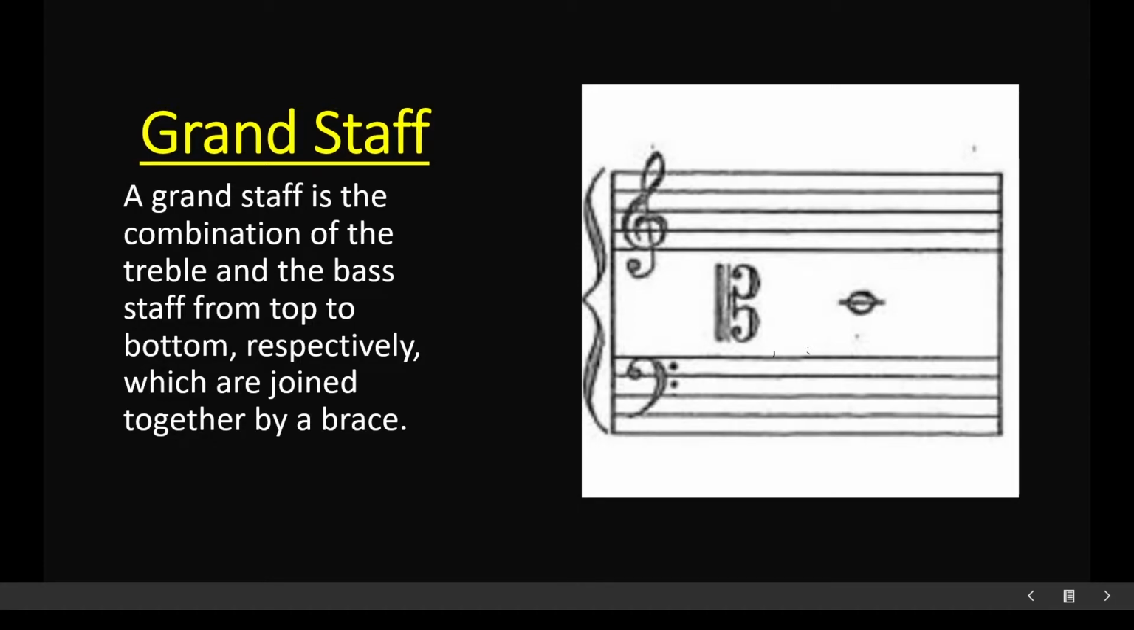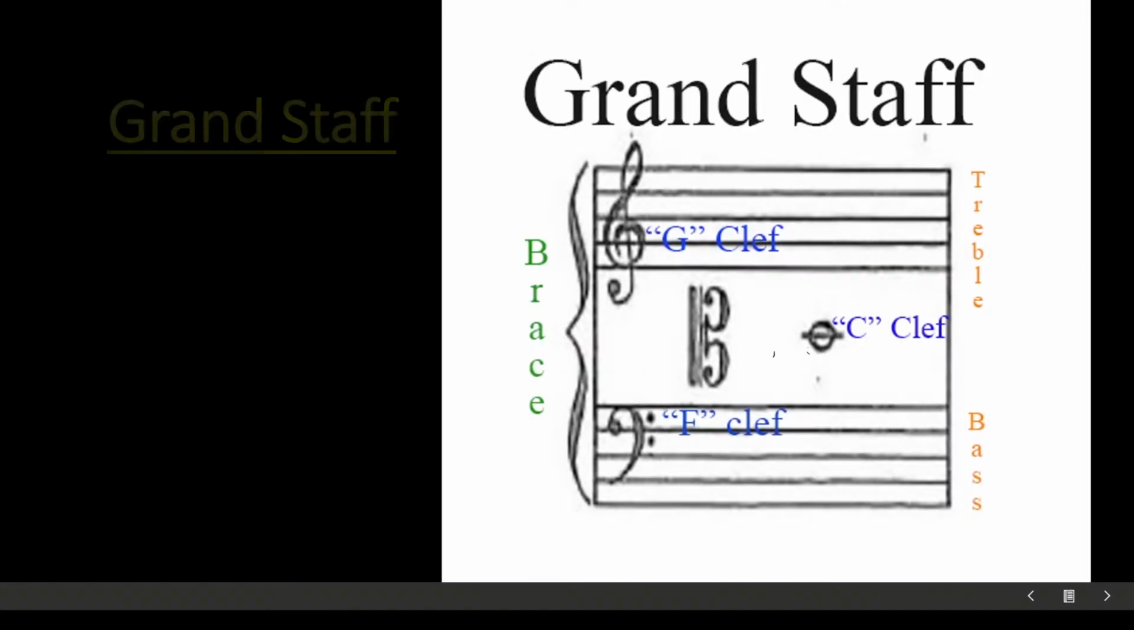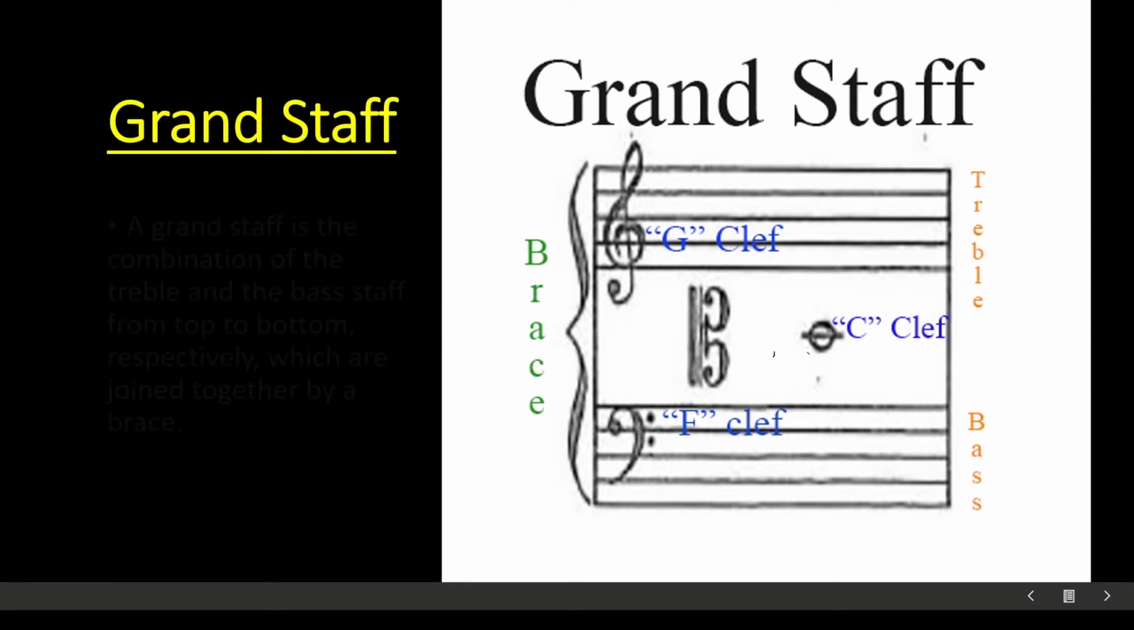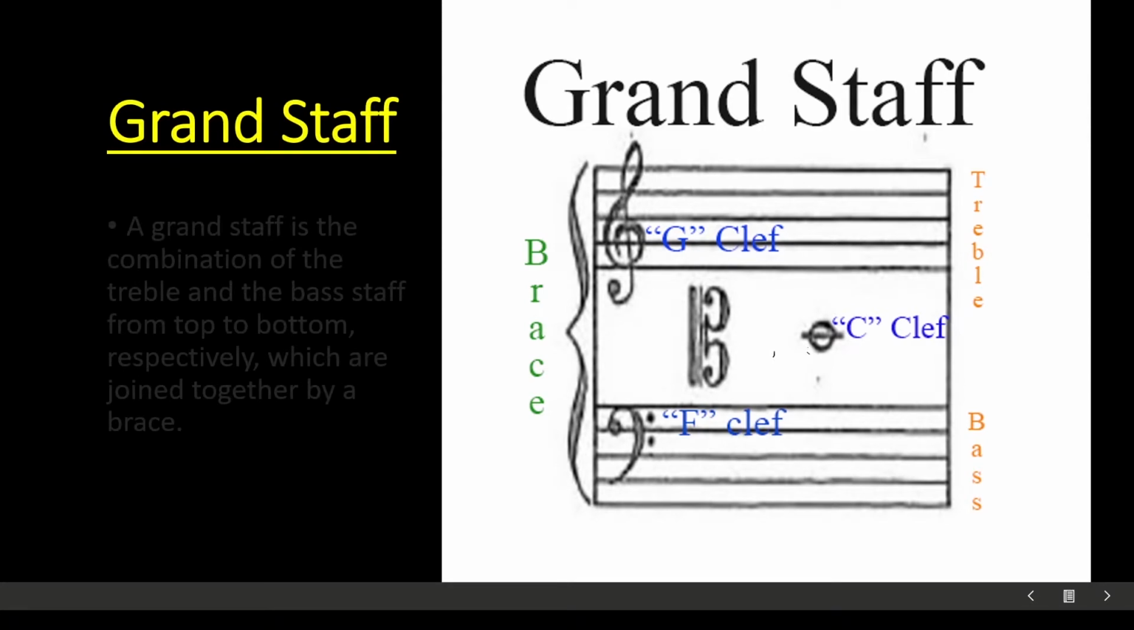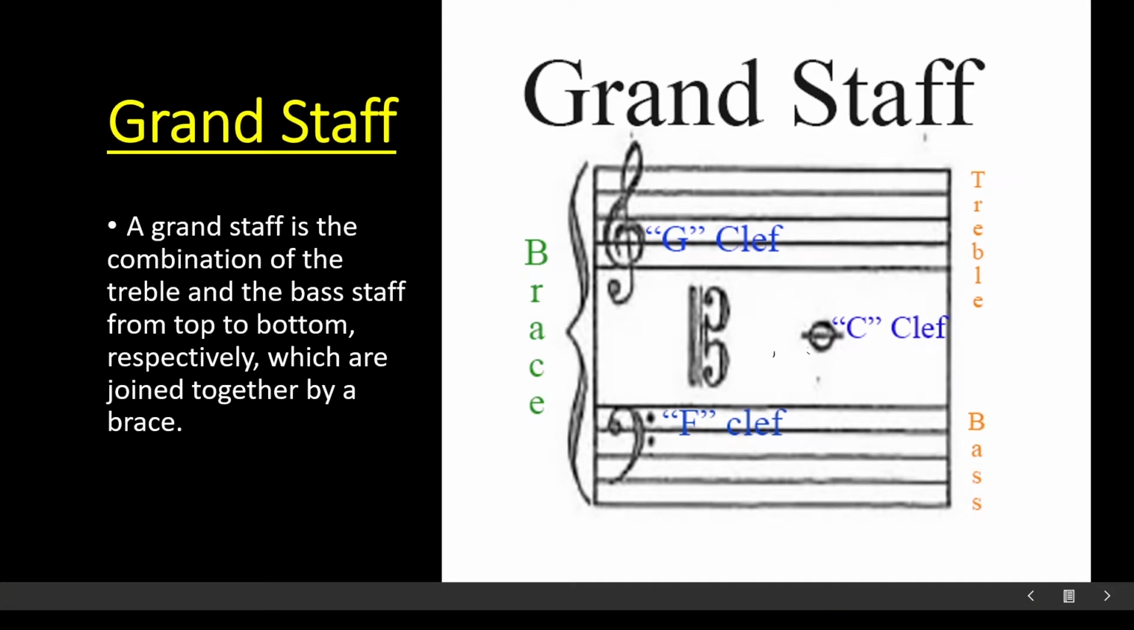Now, I want you to take a look at this image. I'm going to go a little further in depth with it. So you'll notice my notations here, my notes here. This top staff is called a treble staff. The one below it is called a bass staff. You'll notice the orange lettering, the orange names on the right of the screen. And the thing towards the left, that looks like a big curvy thing, is a brace. So that brace connects the treble and the bass staff together.